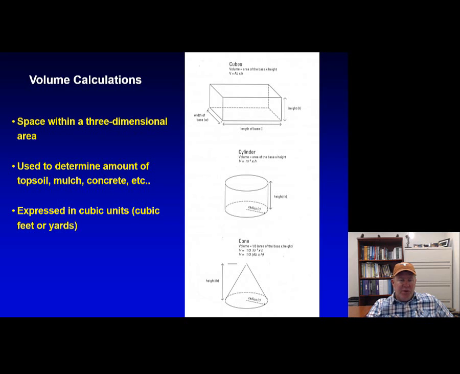So let's think about it in concrete terms. We have a patio that's 10 by 10. So 10 by 10 feet is going to give us 100 square feet. If we're going to pour it 4 inches thick, we multiply 100 times 0.33, and then divide by 27 to give us our cubic yards. If we do not divide by 27, it's going to give us our answer in cubic feet.